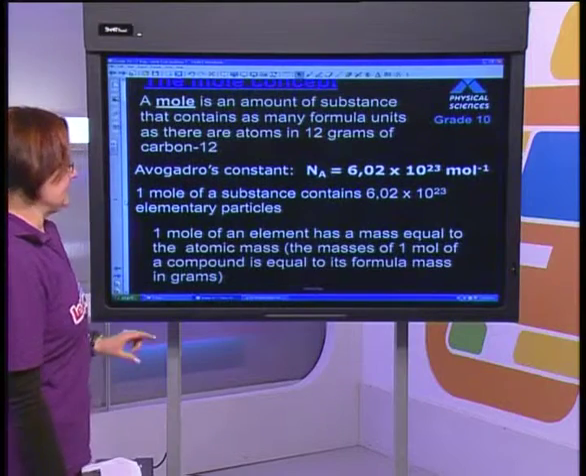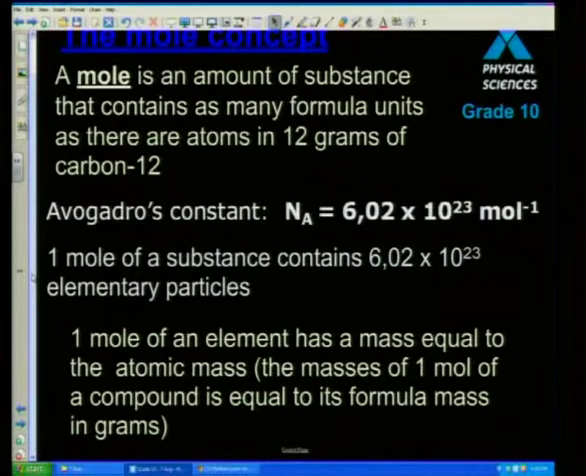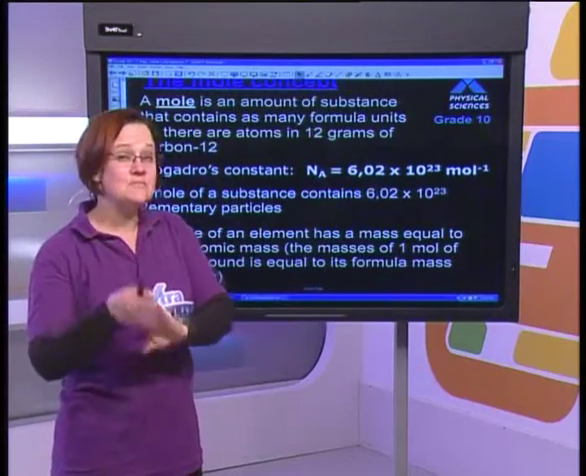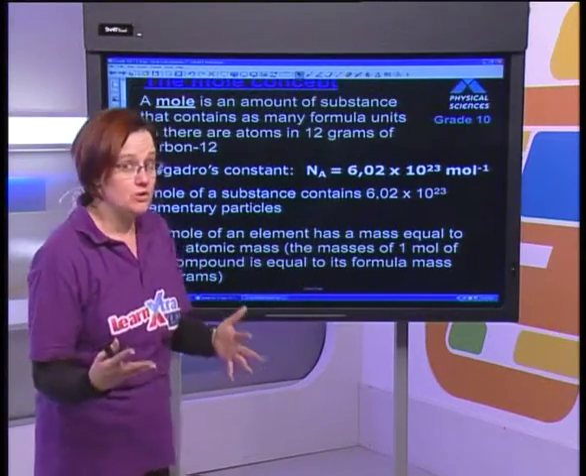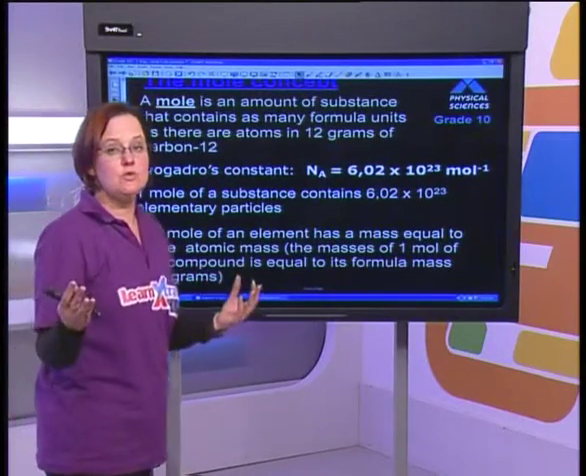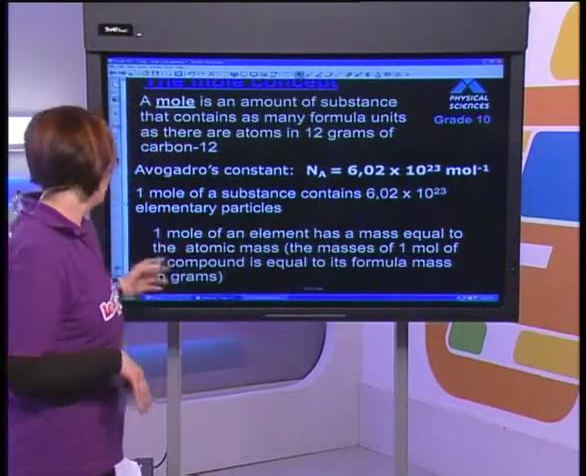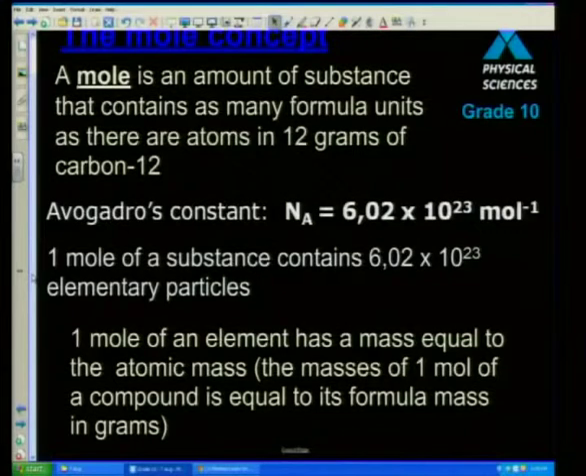1 mole of any substance contains 6,02 times 10 to the 23 particles, elementary particles. Elementary particles, grade 10s, electrons, ions, atoms, molecules, formula units. Formula units are what we use for ionic substances like sodium chloride, NaCl. So, a mole of an element has a mass equal to the atomic mass. The mass of 1 mole of a compound is equal to its formula mass in grams.